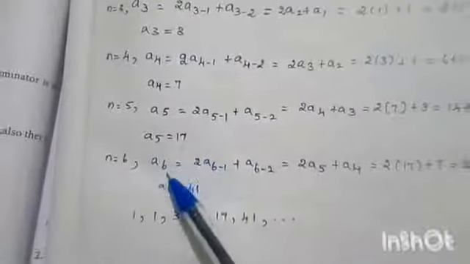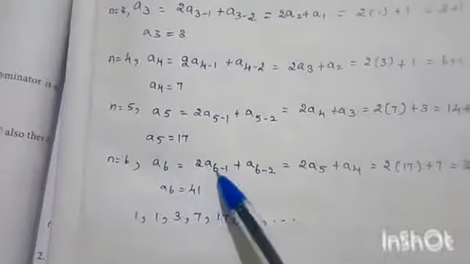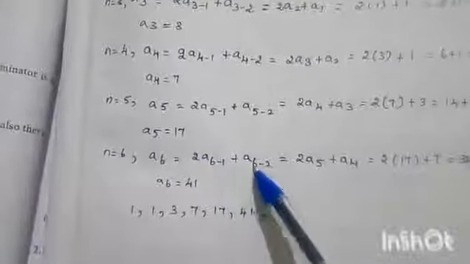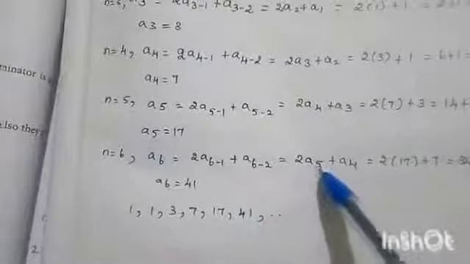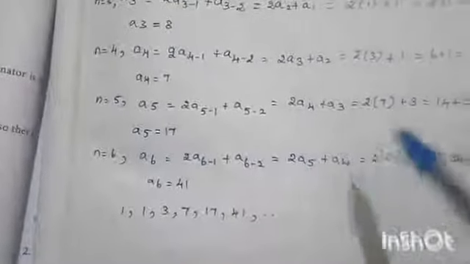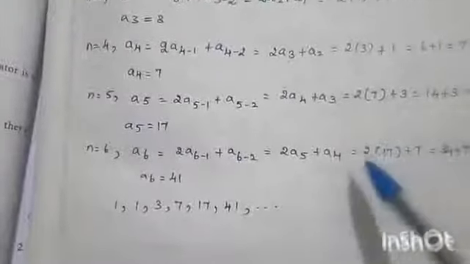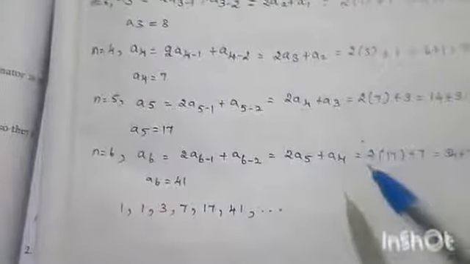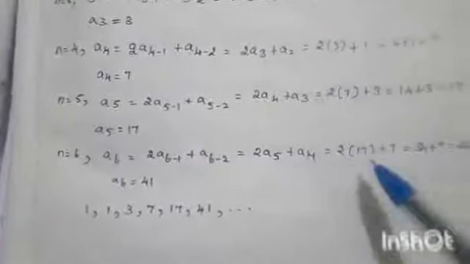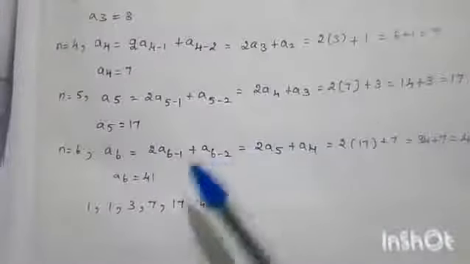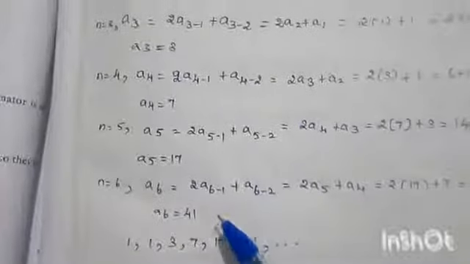Next A6, n value is 6. So 6 minus 1 is 5, 6 minus 2 is 4. So that is 2 into A5 plus A4. A5 value we found, 17. A4 value is 7. We have to take these from the previous steps. So 2 into 17 is 34. 34 plus 7 is 41. So A6 equal to 41.